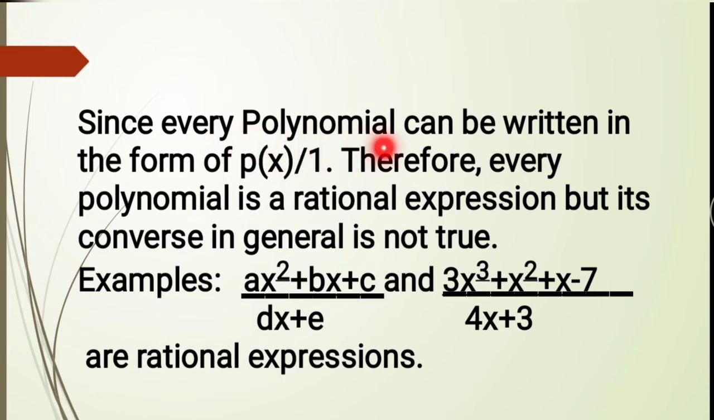Since every polynomial can be written in the form p(x) upon 1, therefore every polynomial is a rational expression, but its converse in general is not true. Examples: (ax square plus bx plus c) upon (dx plus e) and (3x cube plus x square plus x minus 7) upon (4x plus 3) are rational expressions.